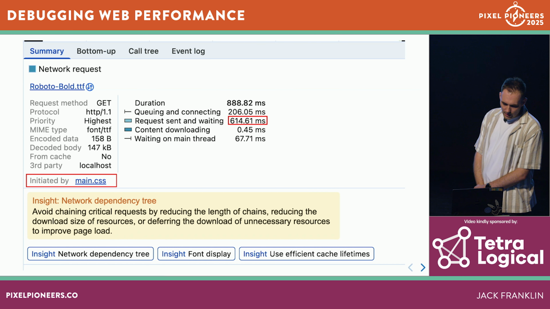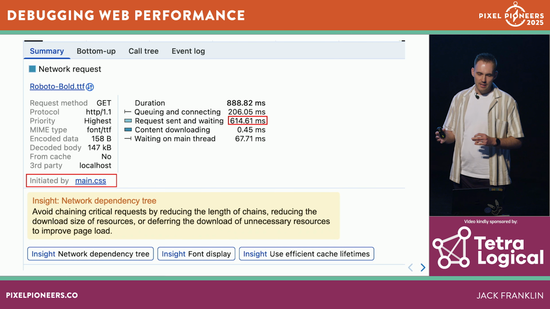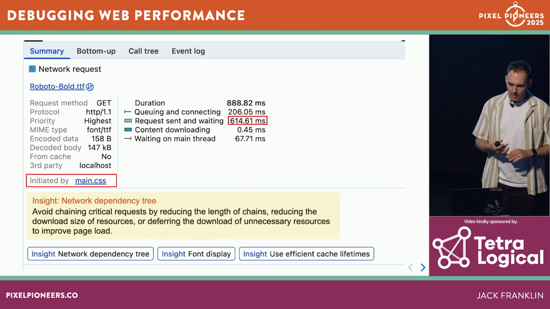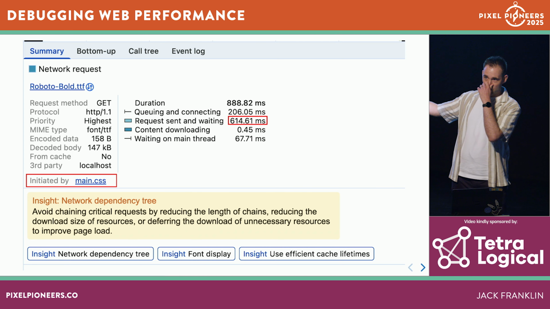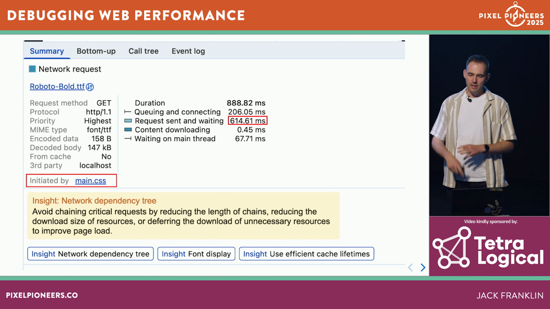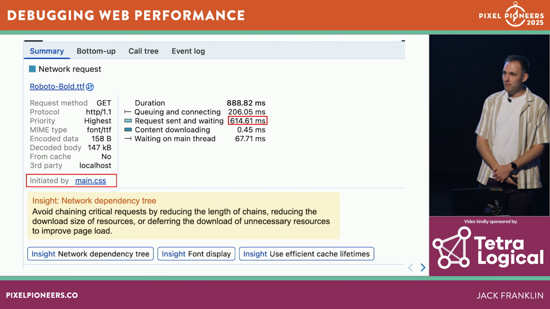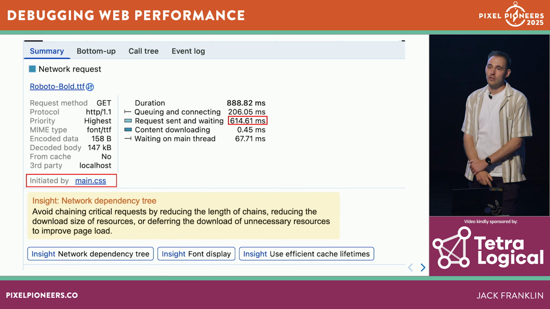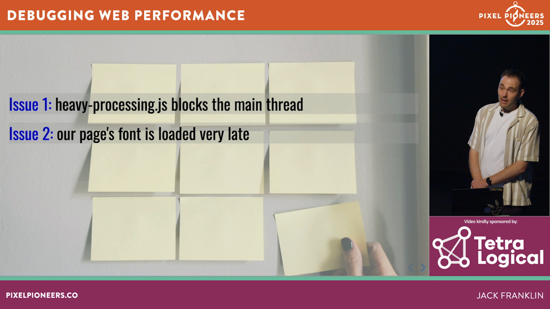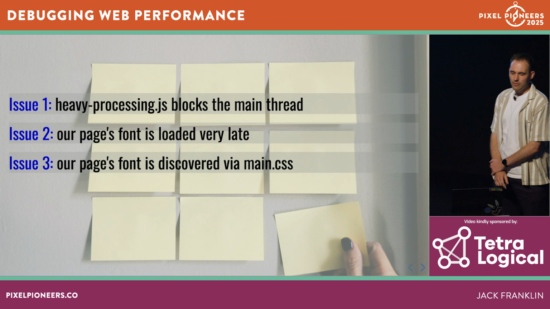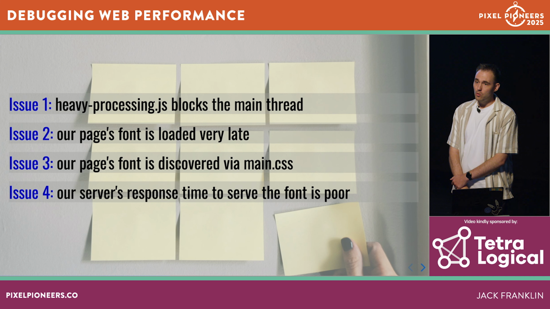And the second thing is on the right-hand side, we have a breakdown of the duration. And here the request sent and waiting is 600 milliseconds, just over. This means at this point, this is the server taking a long time to respond. You've sent the request off, and now it's in the server's hands. How quickly can it come back? So here, this tells me that our server is taking over half a second to give us one font file, which to me sounds like an opportunity on our server side to do some optimization as well. So we now actually have a couple more issues we can add. Our page's font is discovered very late via our CSS file, and our server's response time seems pretty poor as well.